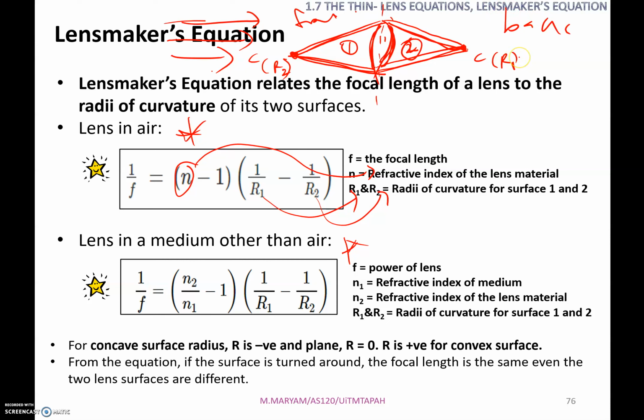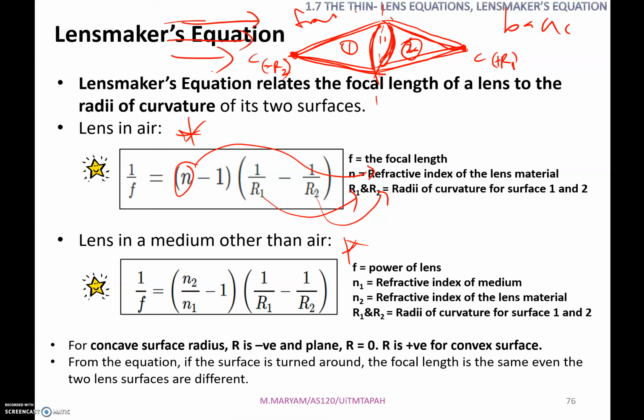So my radius of curvature at the back of the lens will be a positive value, whereas at the front of the lens it will be a negative value. The same as your focal length. If it is at the back, it is positive. If it is at the front, it is negative. Alright, so let's look at the equations.